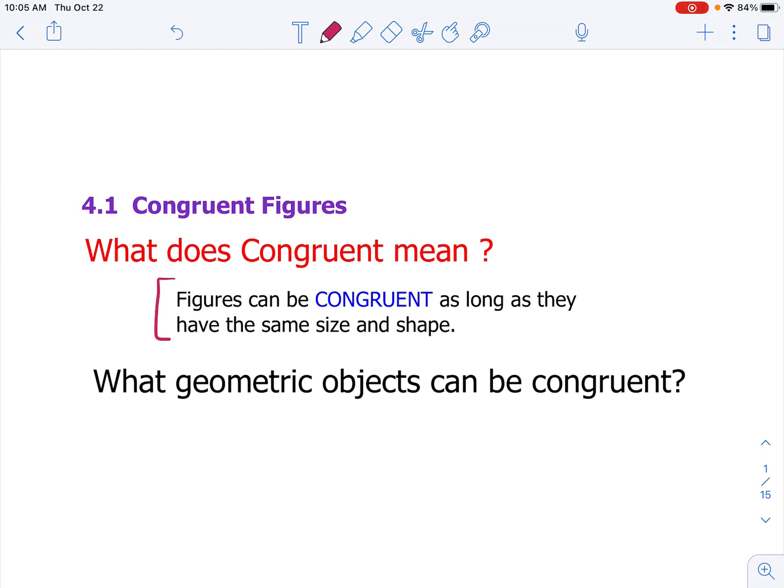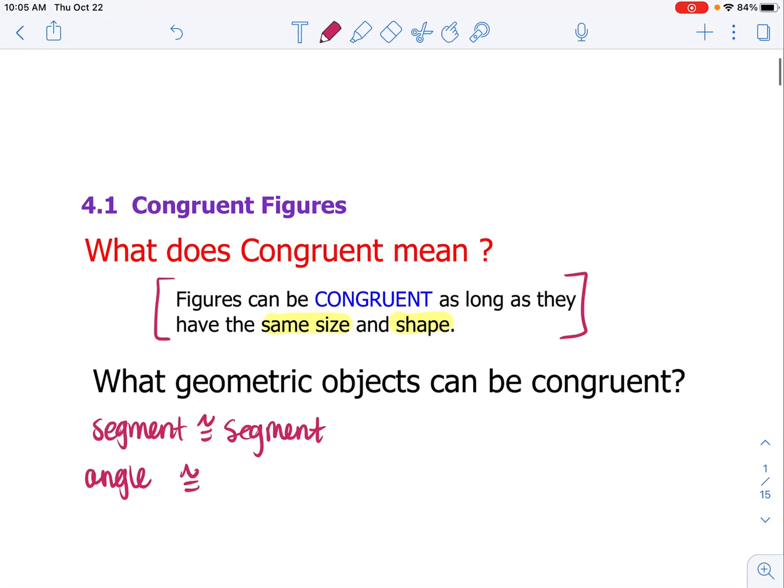Congruent figures can be congruent as long as they have the same size and same shape. Same size and same shape. So what geometric objects can be congruent? Let's think about the things that we have stated were congruent to each other already. We've had a segment congruent to a segment. We've had an angle congruent to an angle. Up until this point, these are the only two congruent statements that we've had.